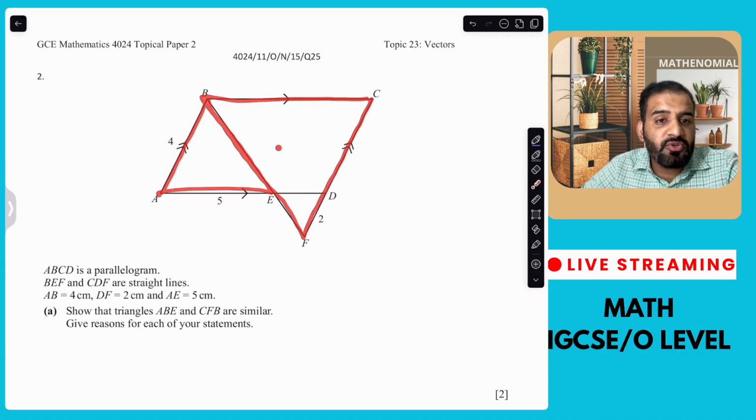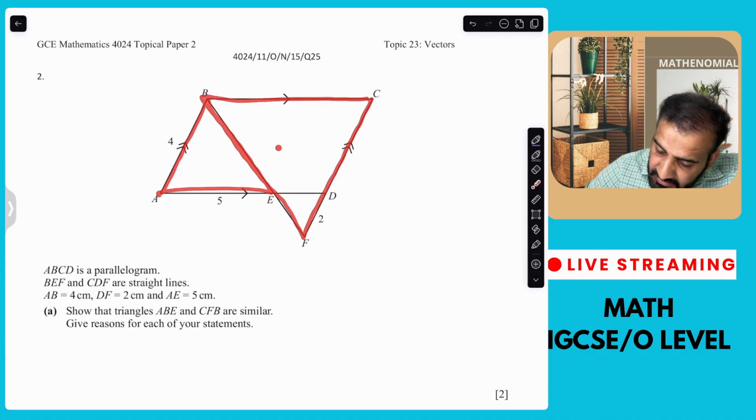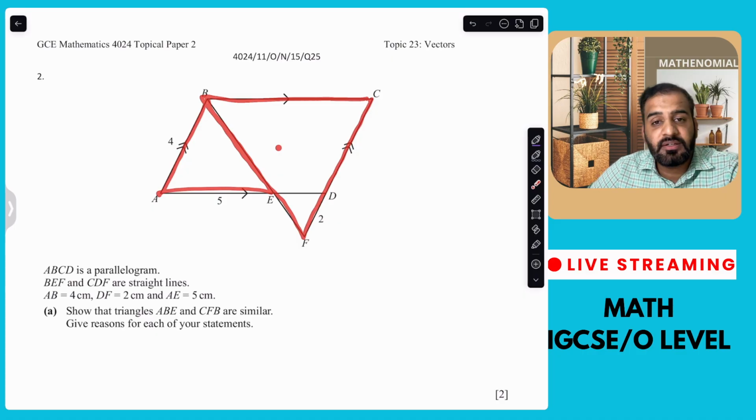So how do we show it? We show their angles are equal. Who will agree with me that this angle is an alternate angle? Look, it is a Z angle. So are these two angles equal? Can we say that these two angles are equal?